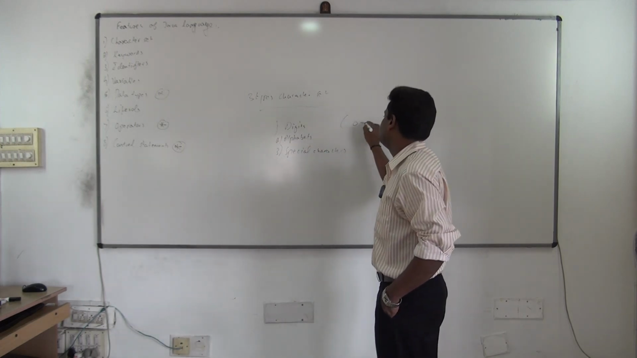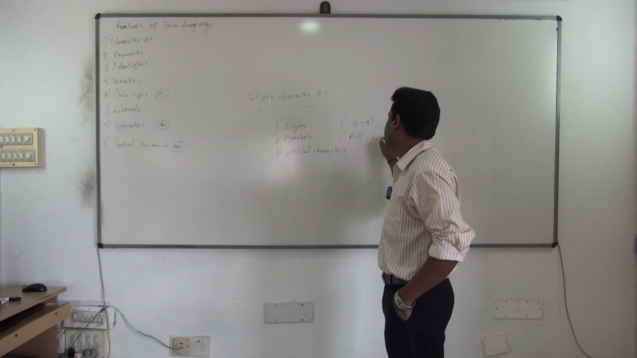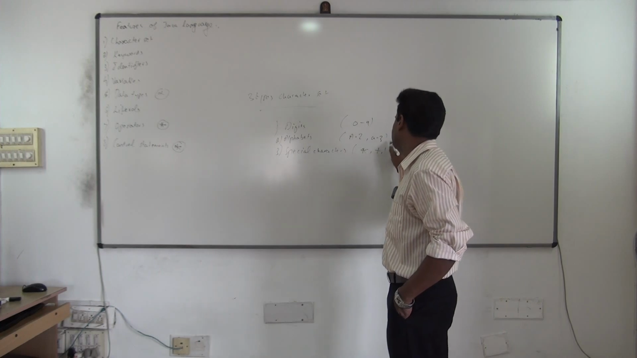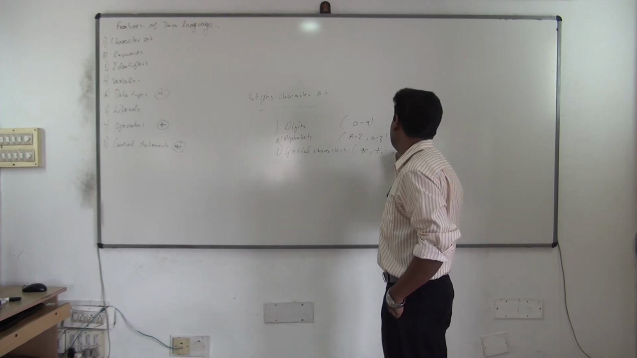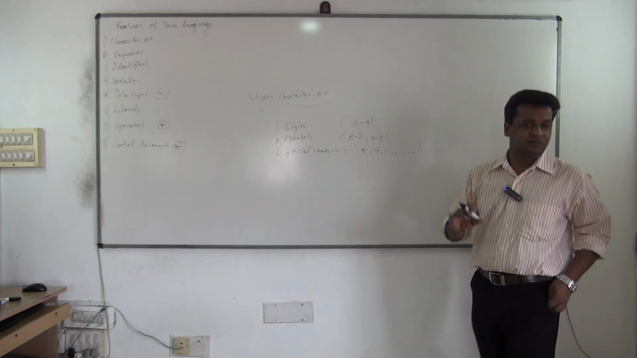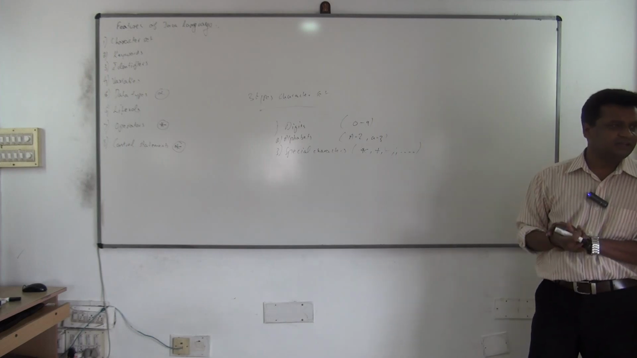Digits means you can use 0 to 9. Alphabets means capital A to Z or small a to z. Special character means everything: multiplication, plus, minus, semicolon, and so many others. All these characters you can use. Using a combination of all these only, you write your Java program. Is the character set clear now?